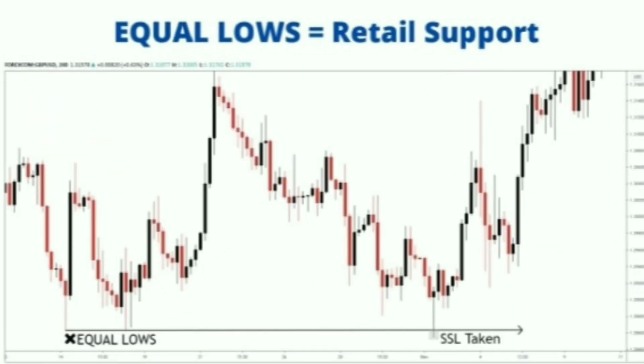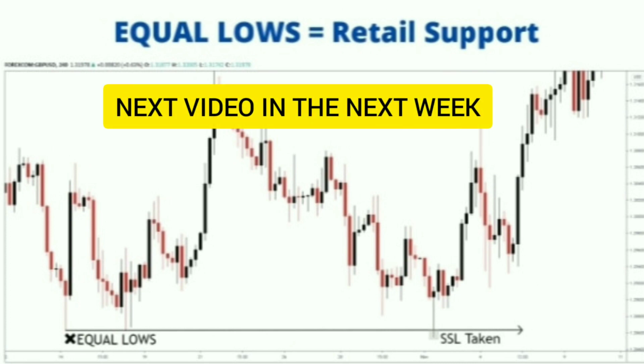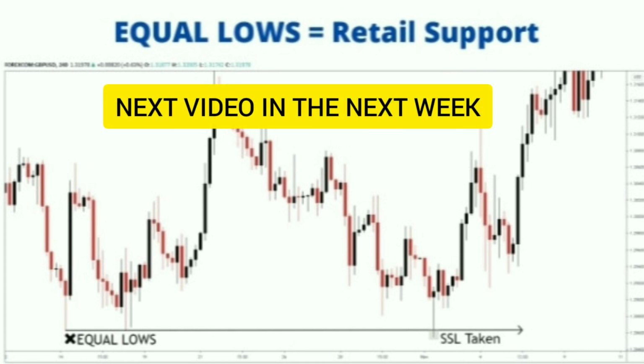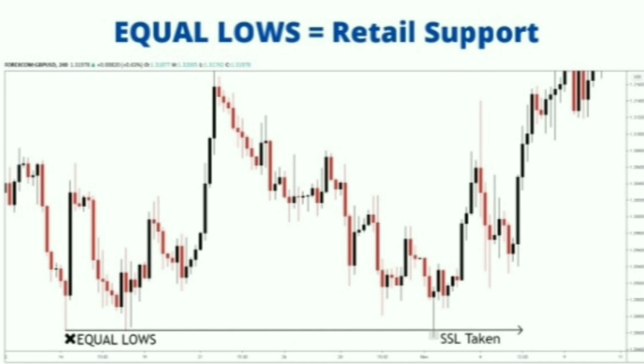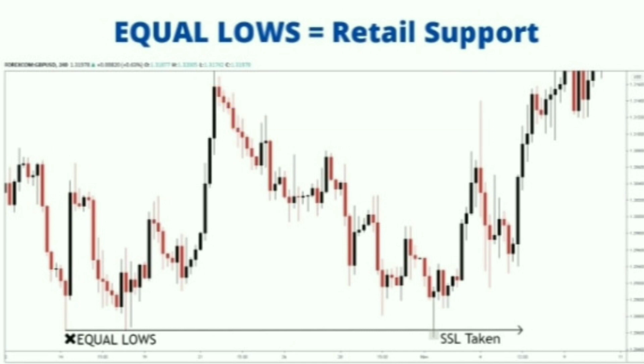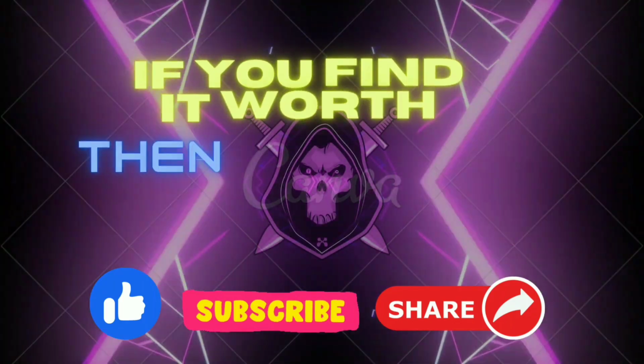Now we'll discuss the case in which the market has equal lows. The market, after consolidation, goes below the equal lows where all the retail traders have placed their buy orders, so their stop losses are hit, and after these stop losses are hit, the market moves in the upward direction with a lot of momentum.